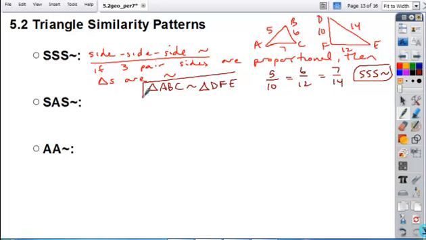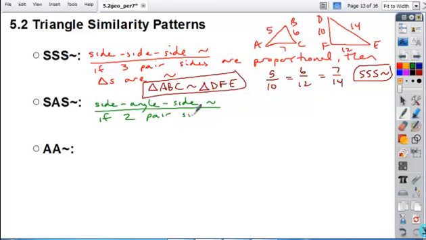Okay, SAS similarity, again mimicking the same type of pattern in congruence. If you have two pair of sides that are proportional and the included angle between them is equal, that's all you need in order to demonstrate two triangles are similar. So two pair of sides are proportional, and the included angles are equal, then the triangles must be similar.